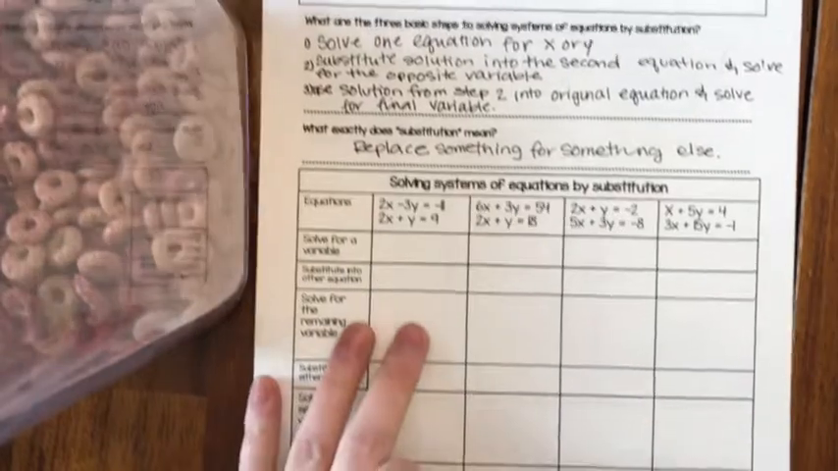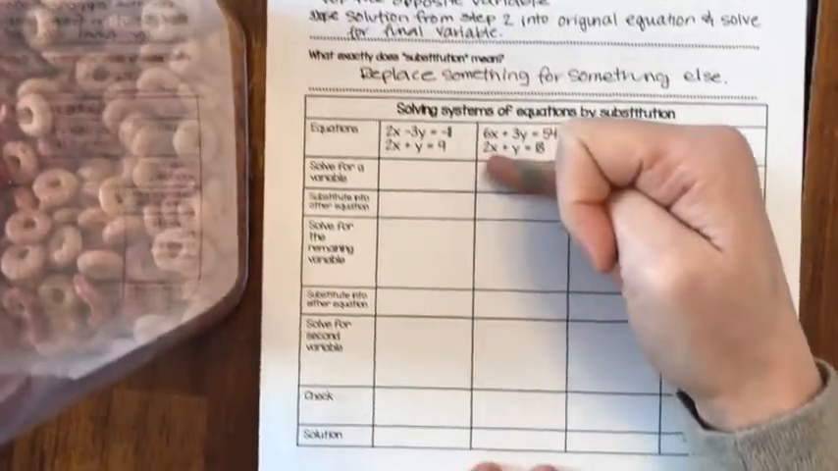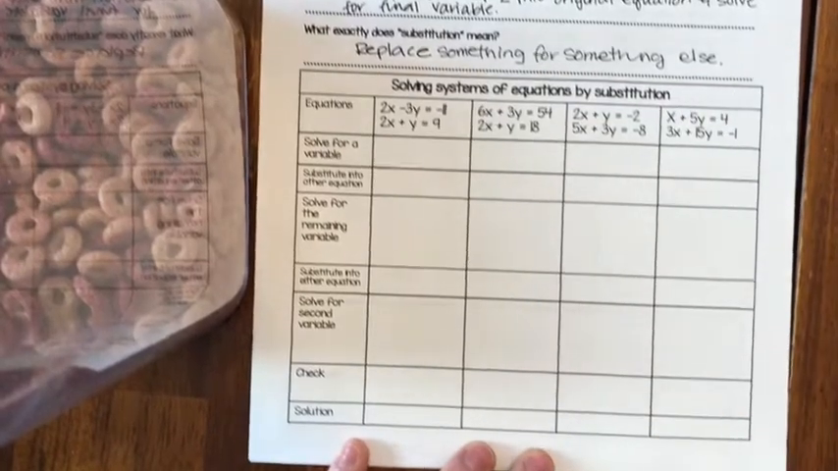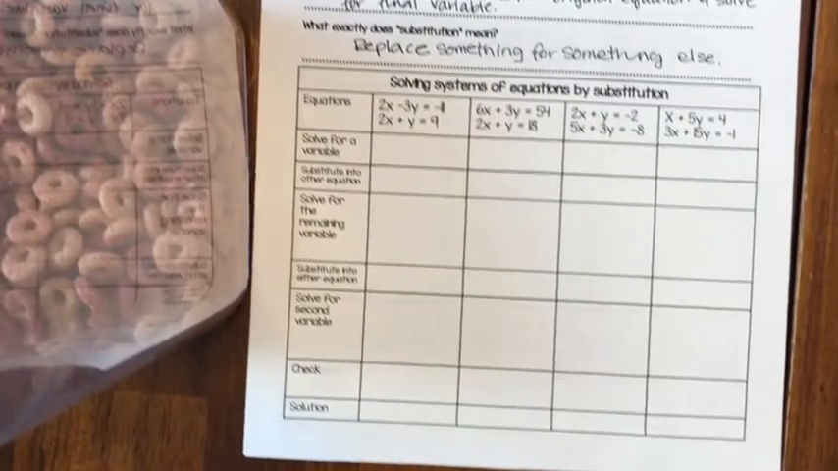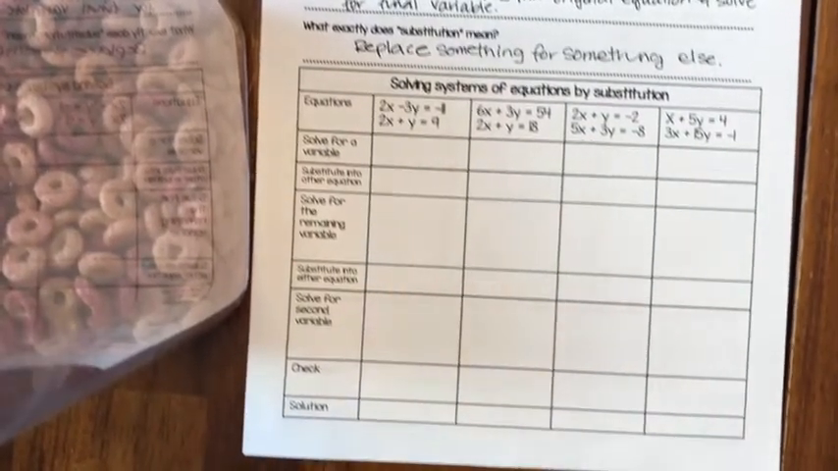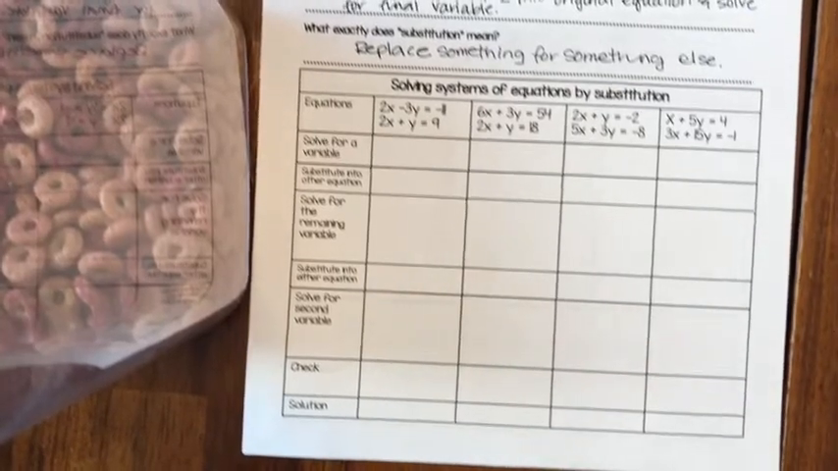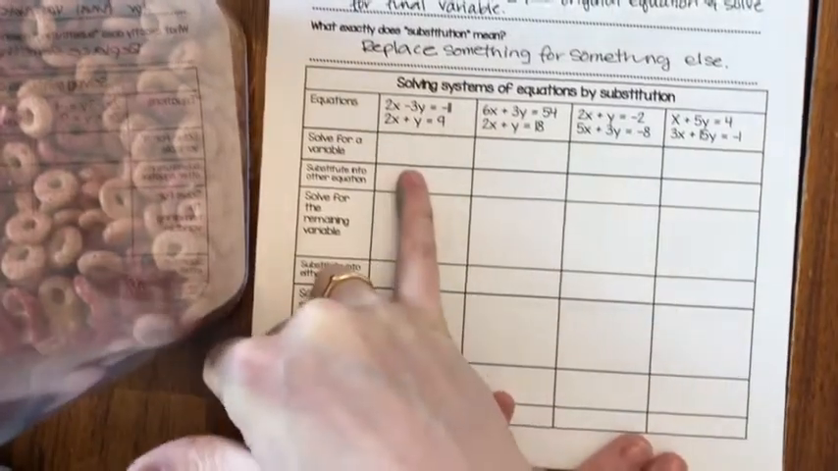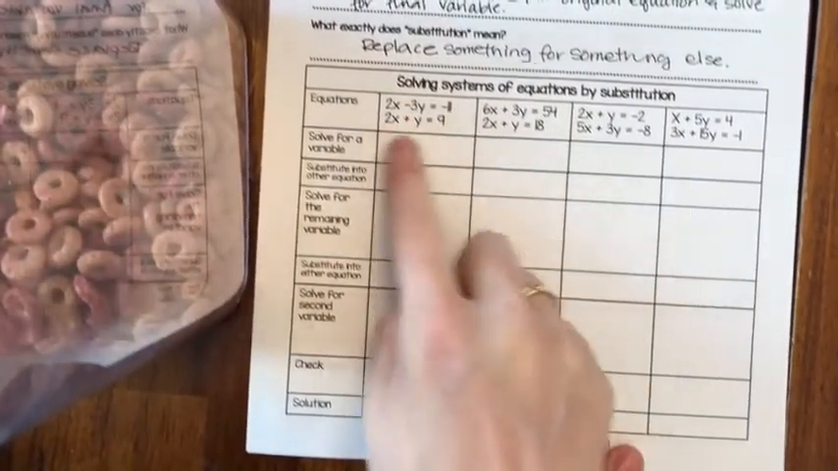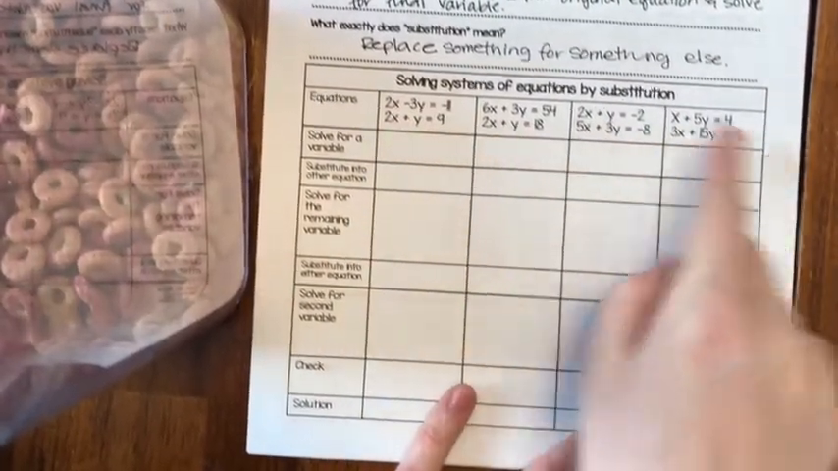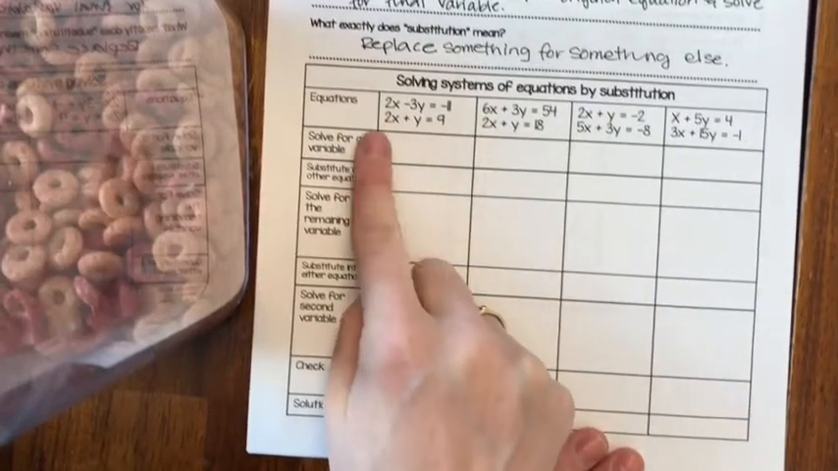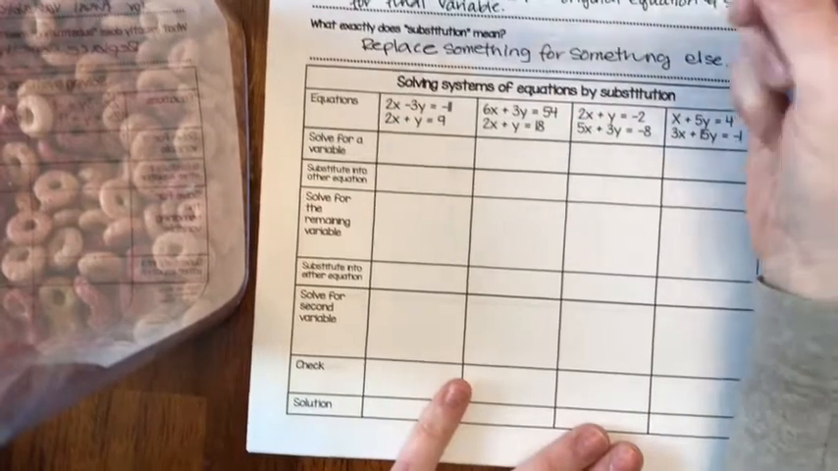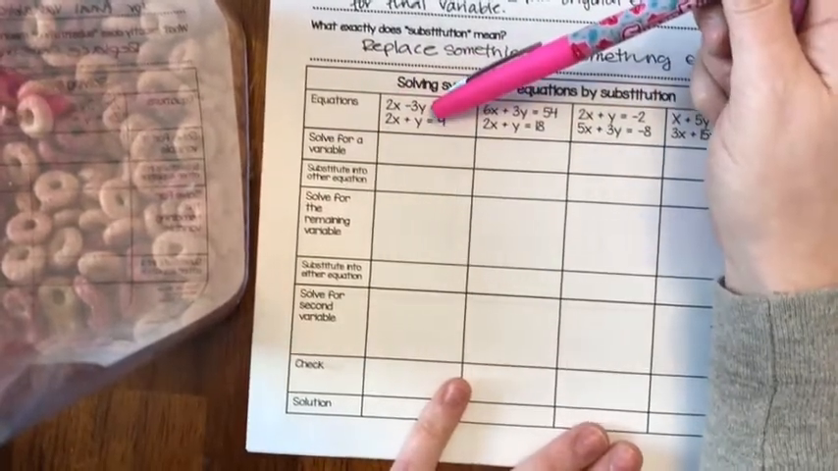Okay, so we're going to go through these. These are 4 different equations. 2 of them are one answer equations. There's a no answer equation and an infinite answer equation, and we're going to talk about that in just a second. The first thing you want to do is look at these equations and ask which one is going to be the easiest to solve for one variable. We can either choose to solve for x or to solve for y.